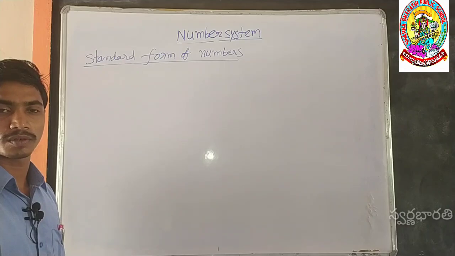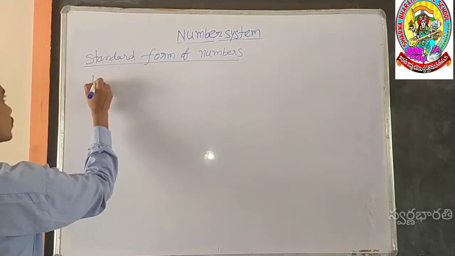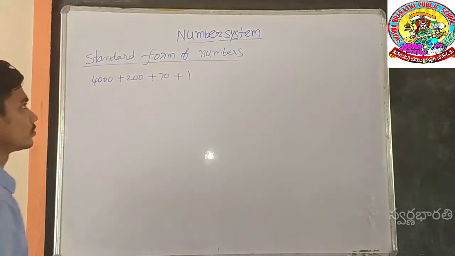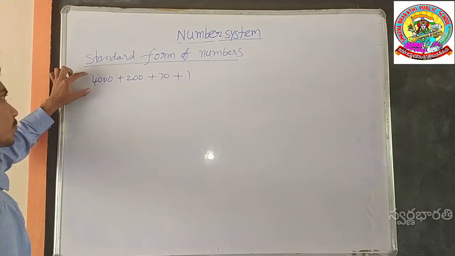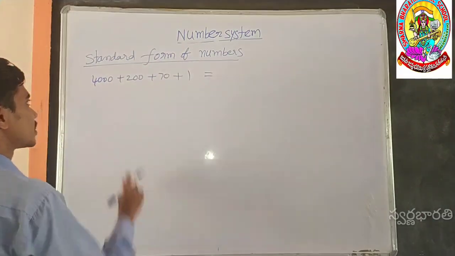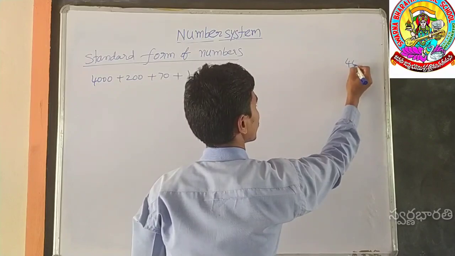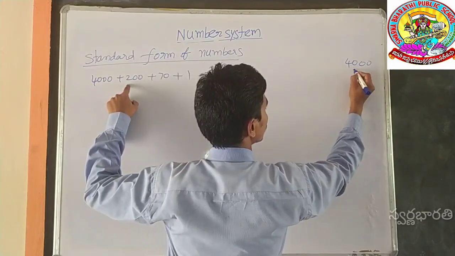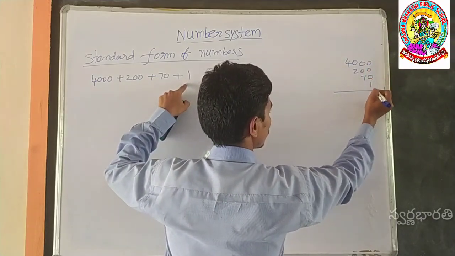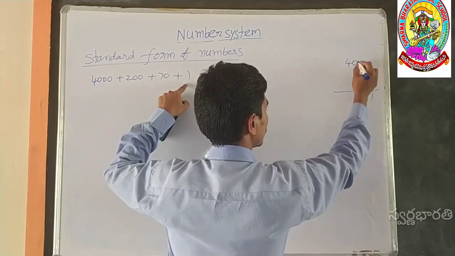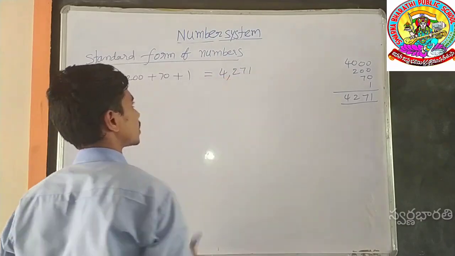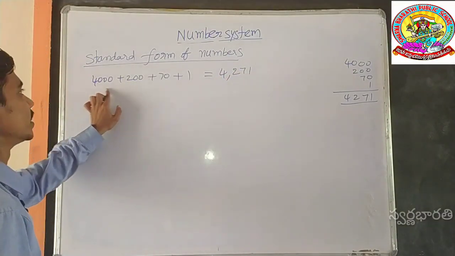Next concept is standard form of the number. Here the number is given in the form of expanded form. You have to notate this into standard form. What is the standard form of this? Simply adding all: 4,000 plus 200 plus 70 plus 1, that is 4,271. So 4,271 is the standard form of the given expanded form.